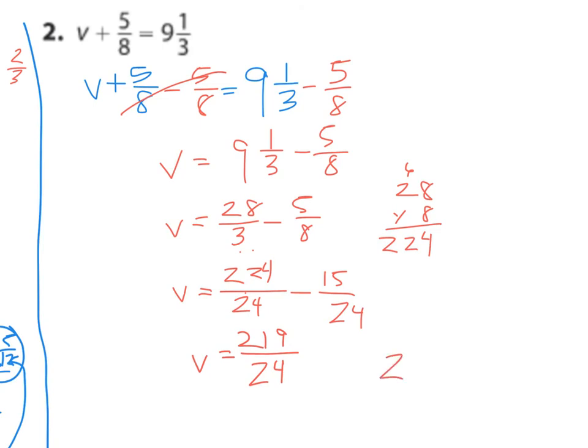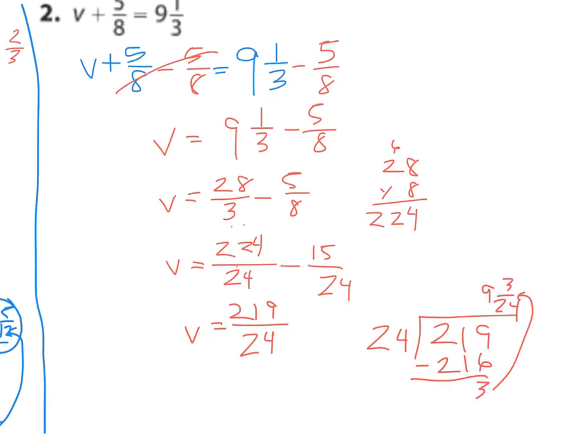Making that into a mixed number is my last step, and then I will have my answer. And I got 9 3/24ths, simplifying that to 9 1/8. You can divide 3 and 24 by 3. 9 1/8 is my answer. Moving on in 3, 2, 1.